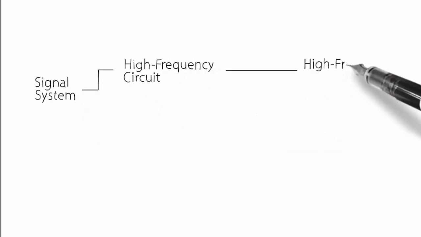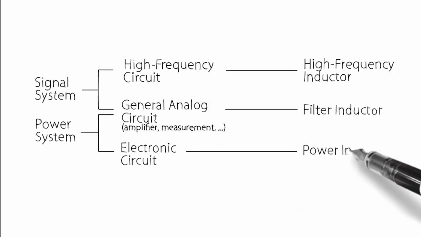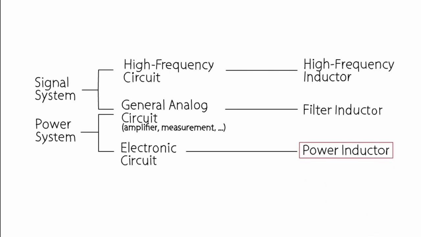An inductor looks like a wire-wound coil. Inductors used in electronic circuits are classified into high-frequency inductors, filter inductors, and power inductors for power supply circuits. This video explains power inductors used for power supply circuits.